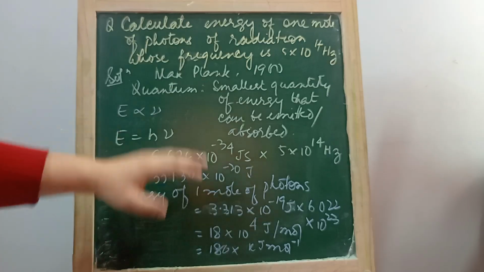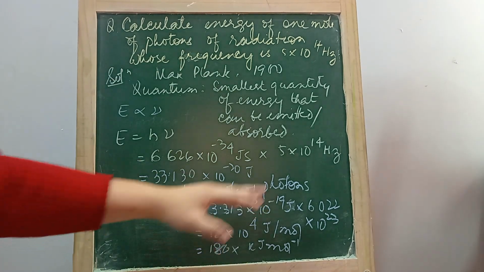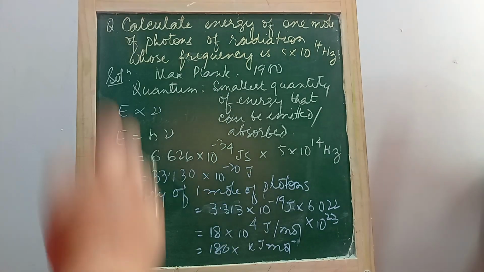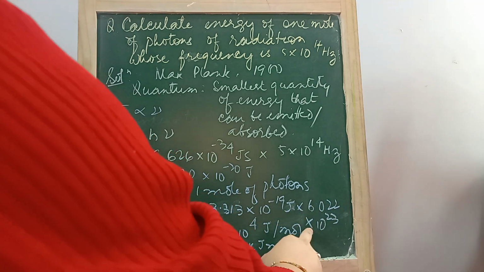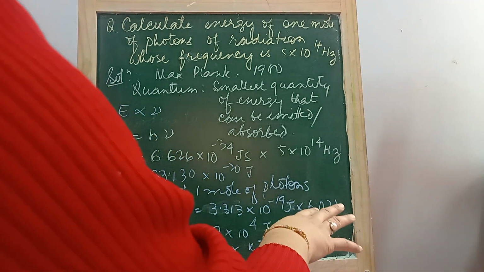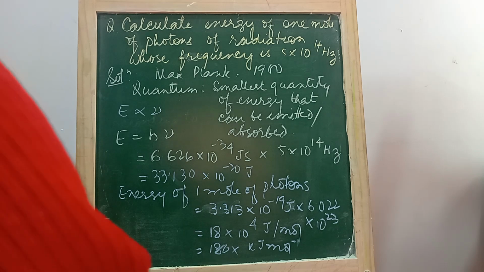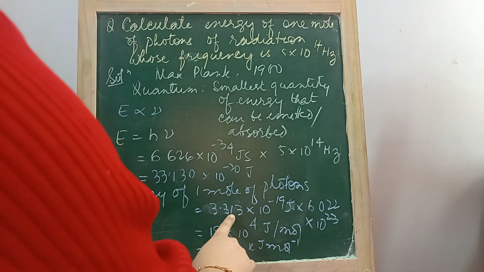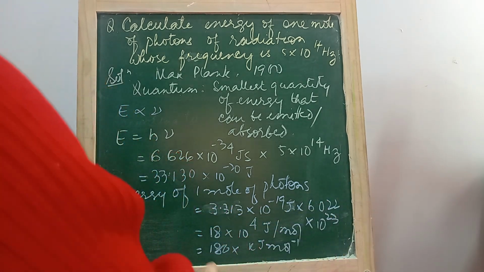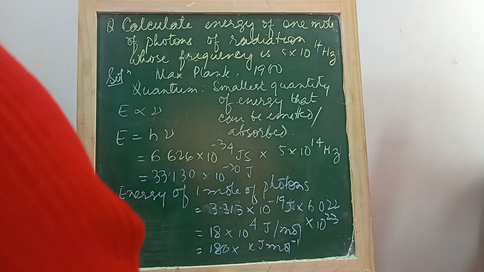But we need to calculate how much energy is present in 1 mole of photons. 1 mole means how much? It's Avogadro number, 6.022 into 10 to the power 23 photons, right? So this is the energy in one photon multiplied by Avogadro number. So it comes to 180 kilojoules per mole.